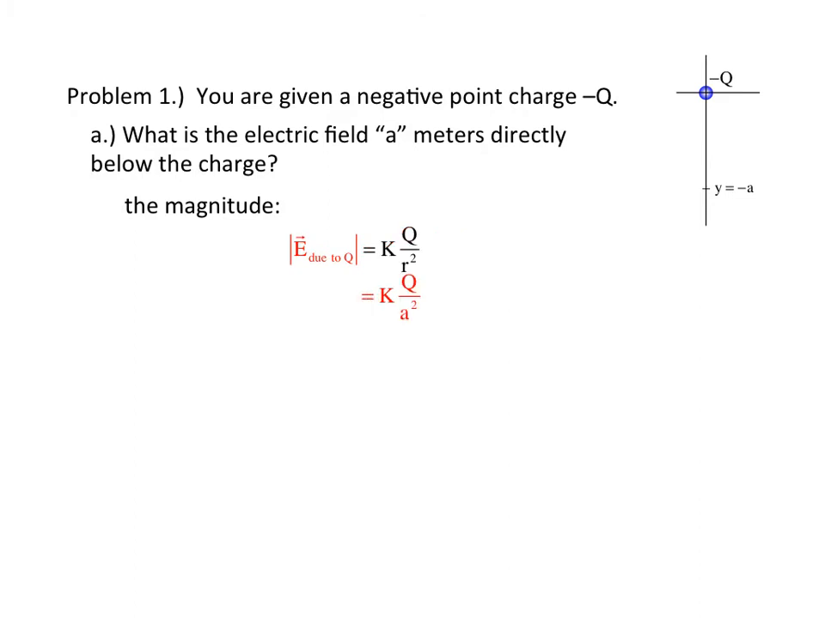So K, the magnitude of the charge is just Q. You don't have the negative sign carried along. It's just the magnitude divided by the distance, quantity squared. And indeed, this is minus A, but you don't even put a minus A in there because this is just a raw distance. It's just A, quantity squared.